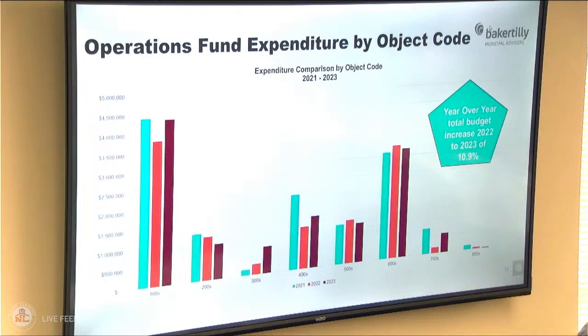And so the big driver within the increase, so you saw a 10.9% increase from 22 to 23, salaries were up, and then you can kind of see the bar chart to reference where those other areas may have gone up or gone down.